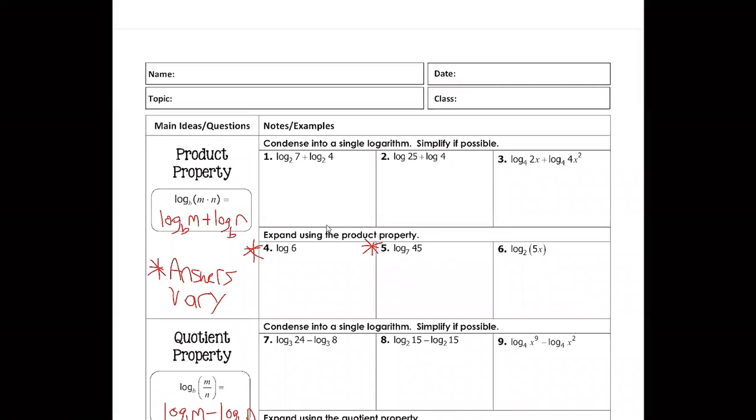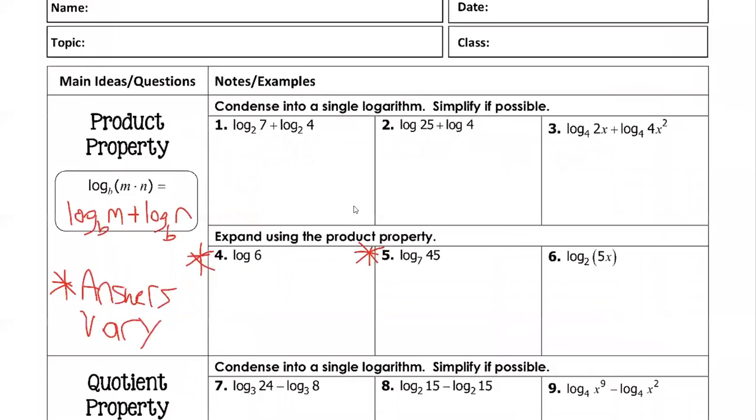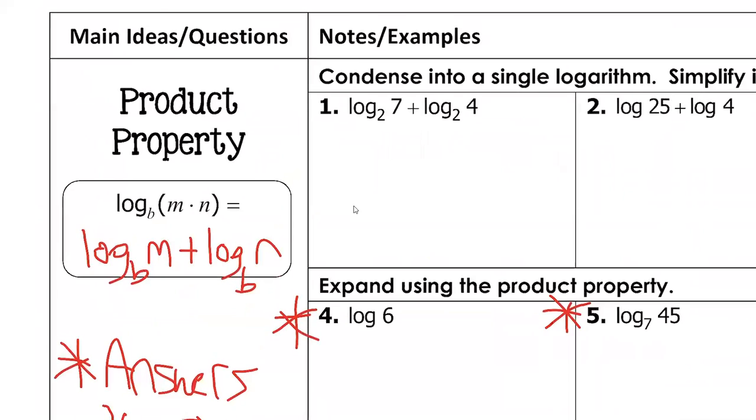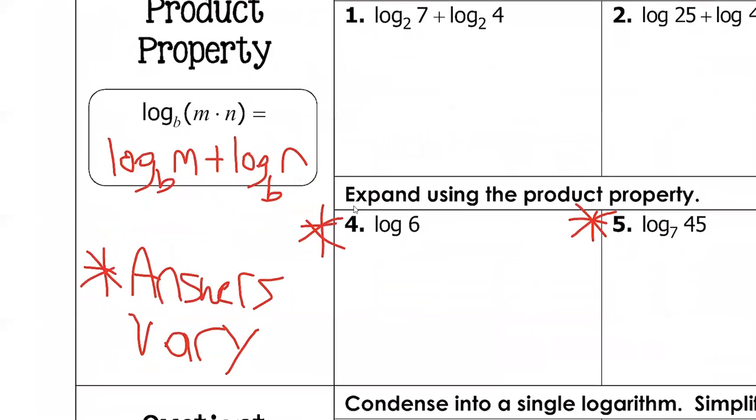Okay, so like I said, we're going to basically be looking at three properties with logarithms. The first one is called the product property. Basically, if you have a logarithm of a base and you have something times something on the inside, a lot of times you'll have a coefficient and a variable, you can then separate these into two separate logs with a plus sign.